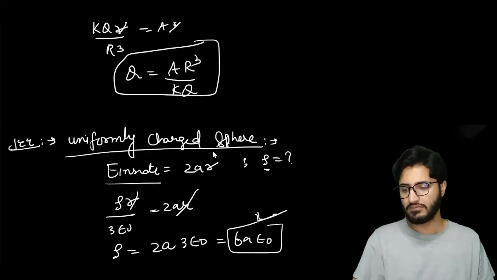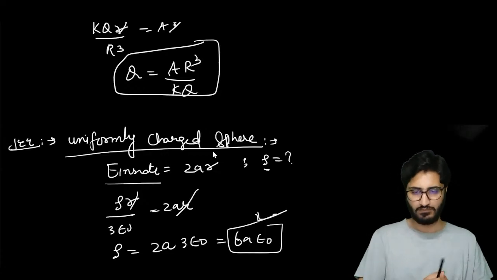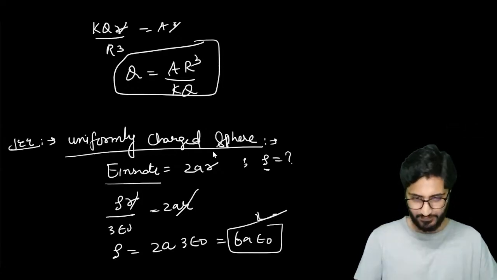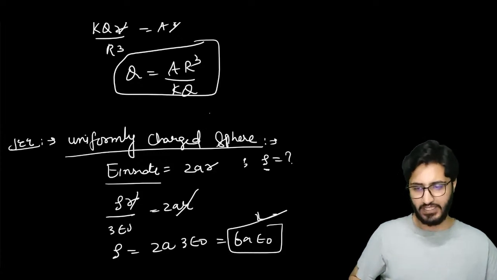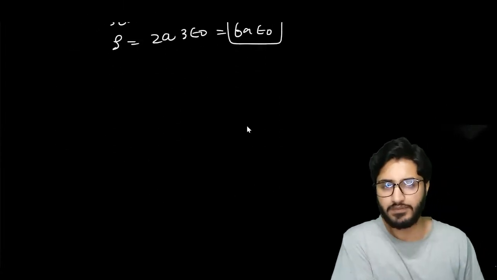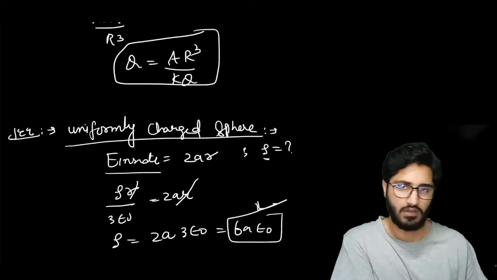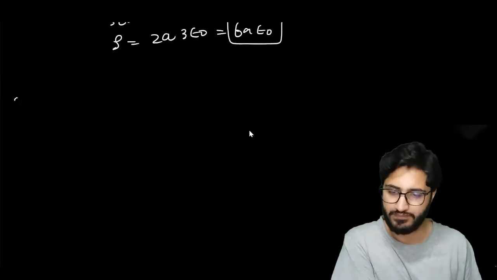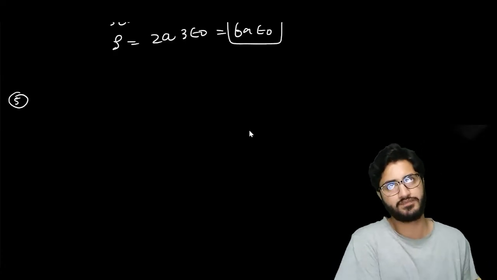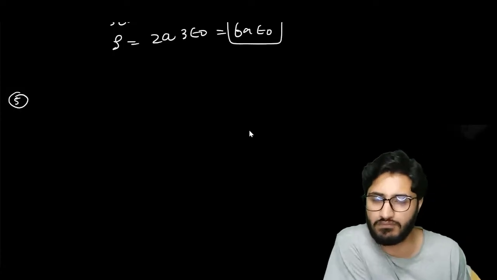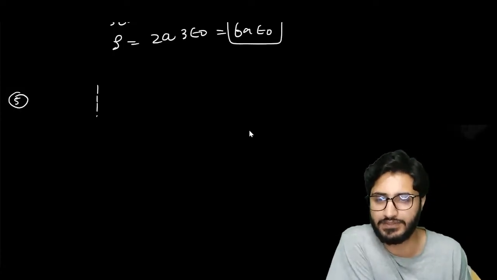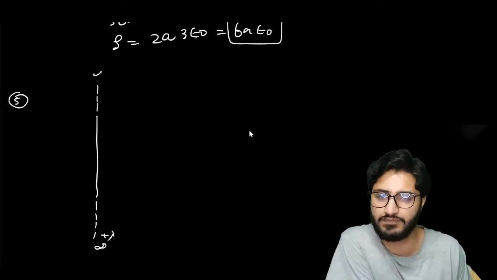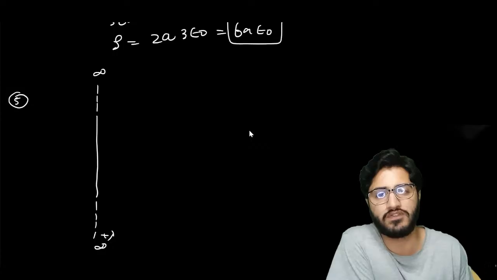Done? Okay, one last application part. Application number, I guess we have done applications up to 4, so this is the fifth one. Look, we have an infinite line charge, plus lambda. Just find the electric field here.